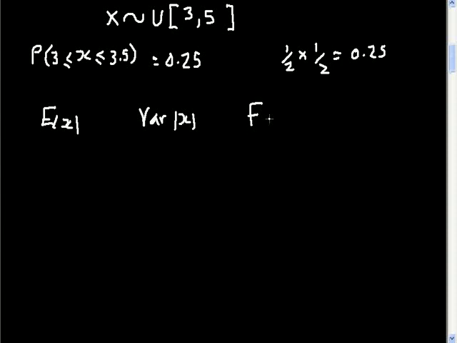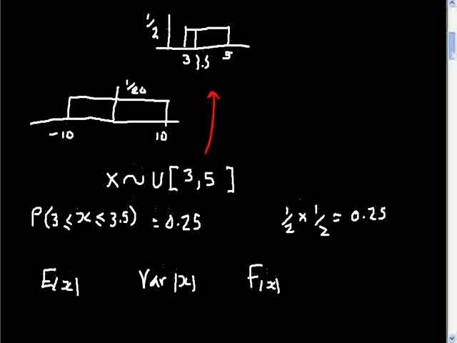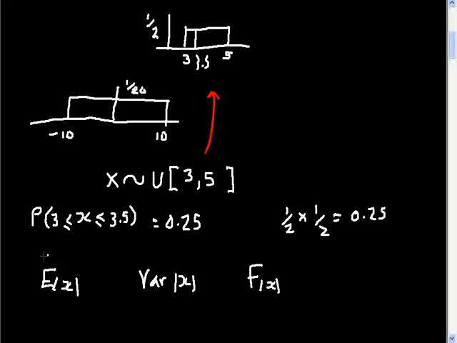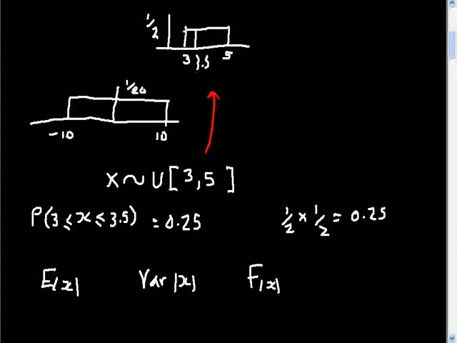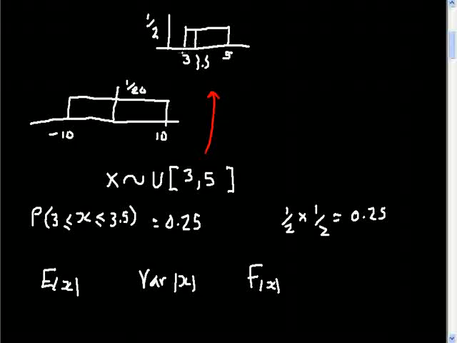You can also figure out the cumulative density function, because this is just a probability density function that you have here. This is a PDF, so you'll have to figure out the cumulative density function. So let's look at the expected value. It's very easy to figure out the expected value, because the distribution is uniform.